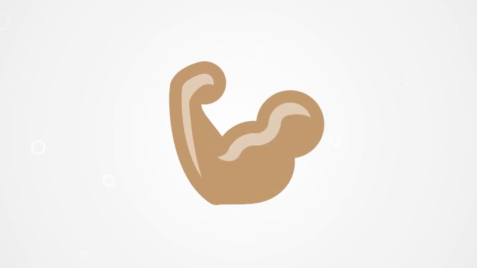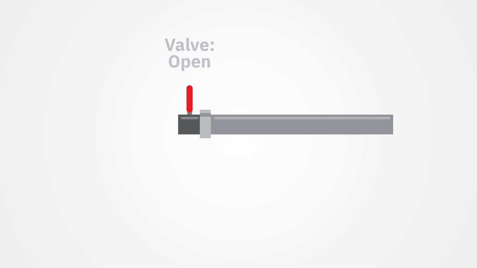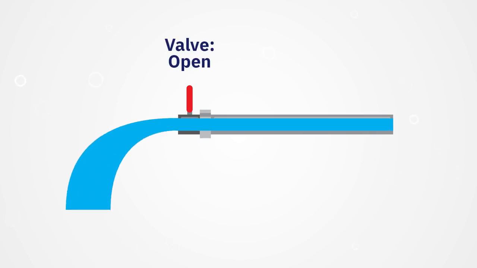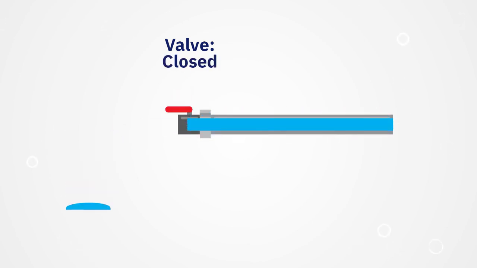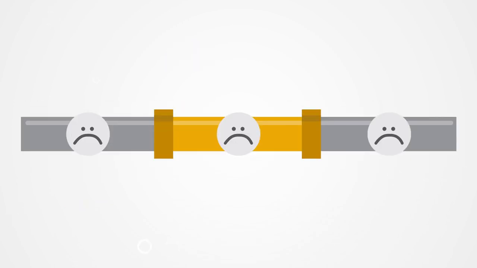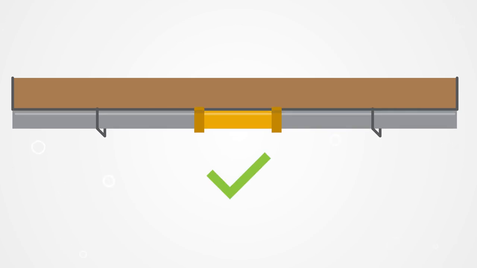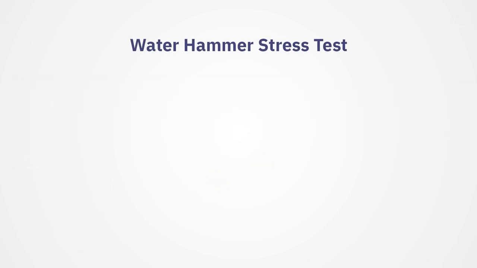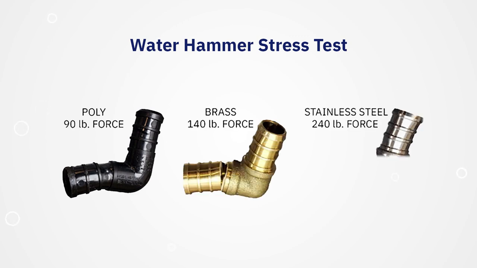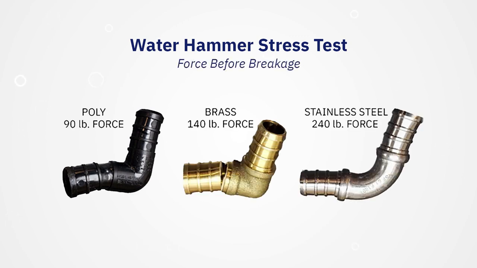Third, overall strength. Strength of a PEX fitting is important to think about as well. The main reason is because of water hammer. This is when a shock wave is sent through a plumbing system when a valve is suddenly closed and water hammers back down a pipe, which causes stress on the pipe and fittings. This is a huge reason why supporting the pipe and fittings properly is so important. As demonstrated, stainless is much stronger than brass and poly, requiring significantly more force before failure.